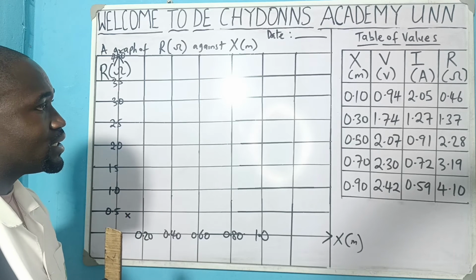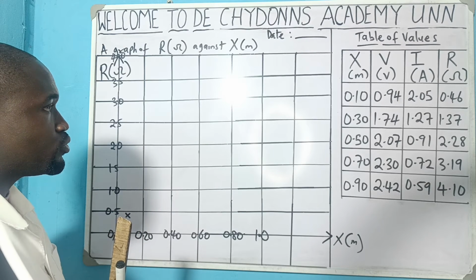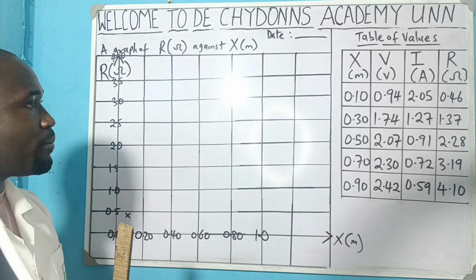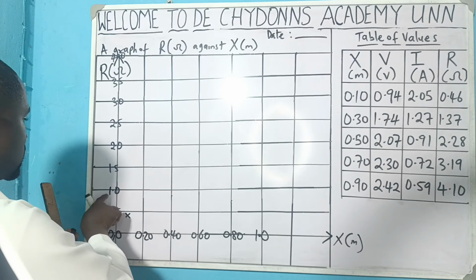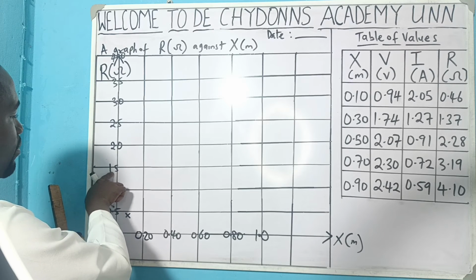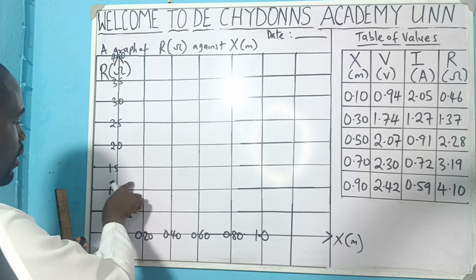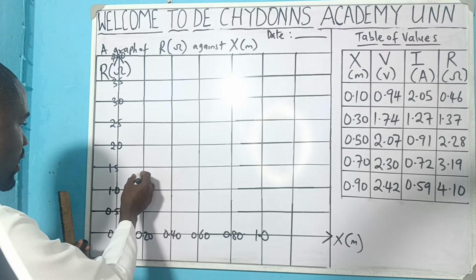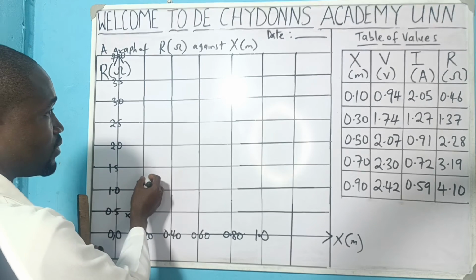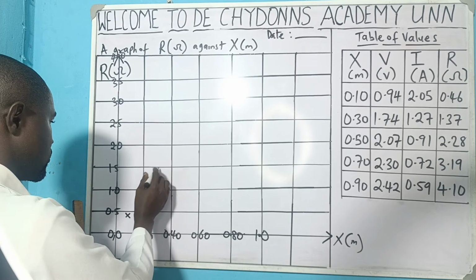Then the next is for us to plot 0.3 and 1.37. 1.37: this is 1 and this is 1.5. This is 1.25. So 1.37 should be somewhere here. Remember that this is just a sketch of a graph sheet. Okay.